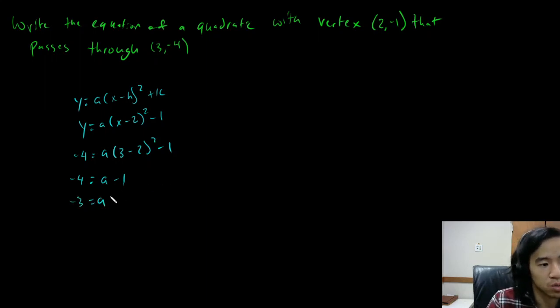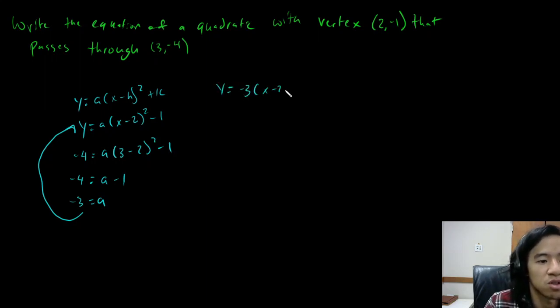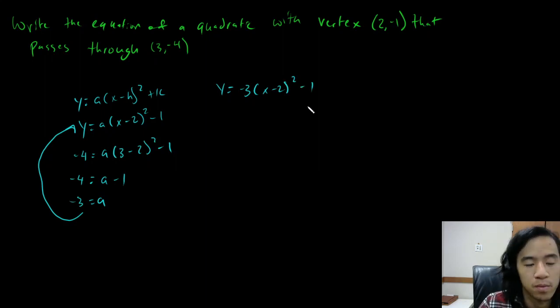So there is our equation. What we do is now we plug this back into this line where we put in our vertex. So we have y is equal to -3 times (x minus 2) squared minus 1.